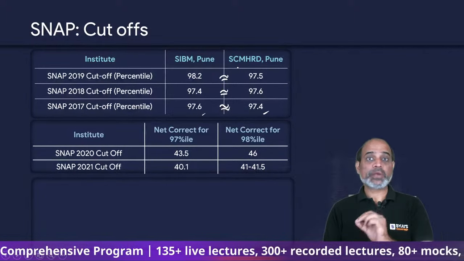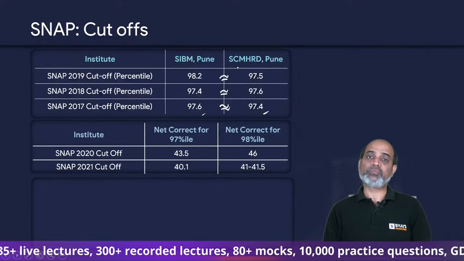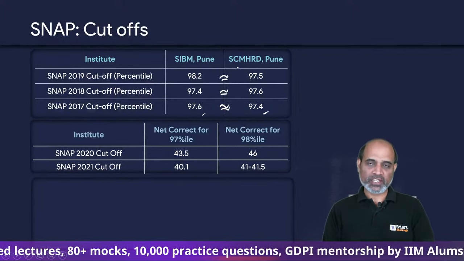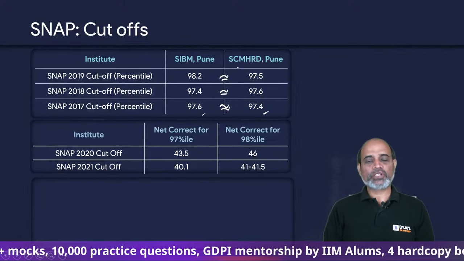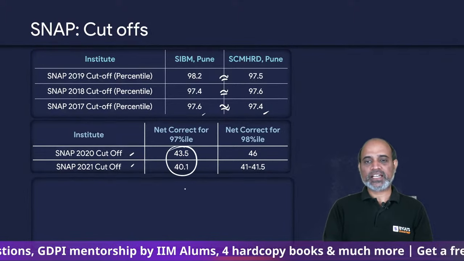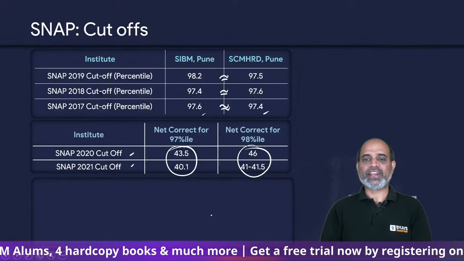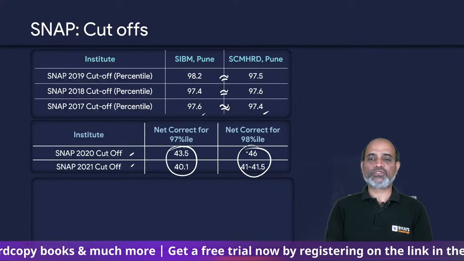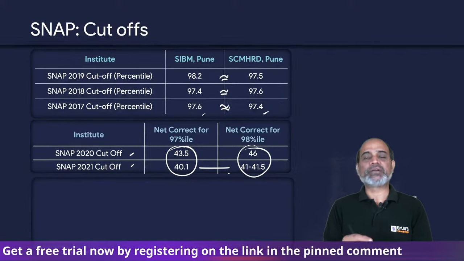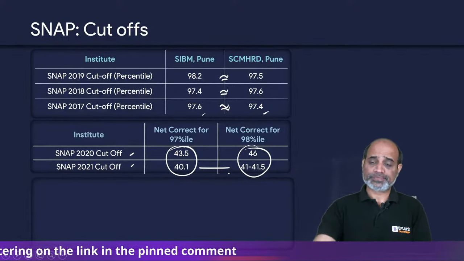ठीक है. So SCM HRD is not, like, it's not a sought after program. It is very much sought after, but people prefer between these two SIBM over SCM HRD. If you talk about 2020 and 2021 cutoffs, so for 97 percentile you needed a 43.5 and 40.1 respectively for these 2 years, and for 98 percentile there was an increase of 3 marks. 2021 में केवल 1 मार्क का jump चाहिए था, most probably because of the level of difficulty of the paper.